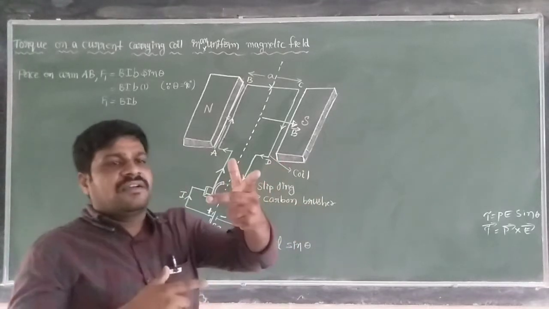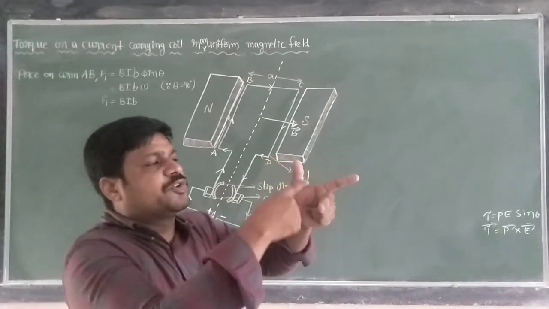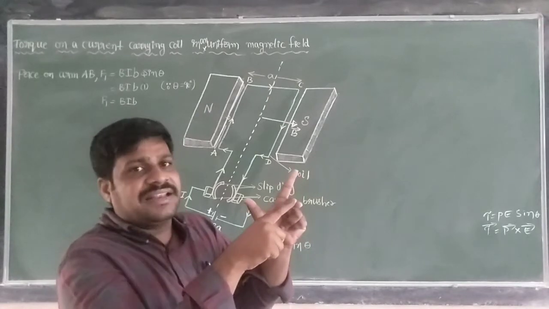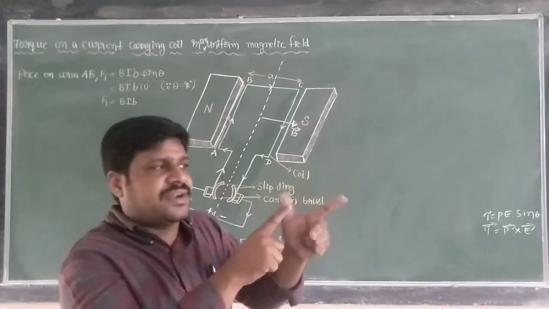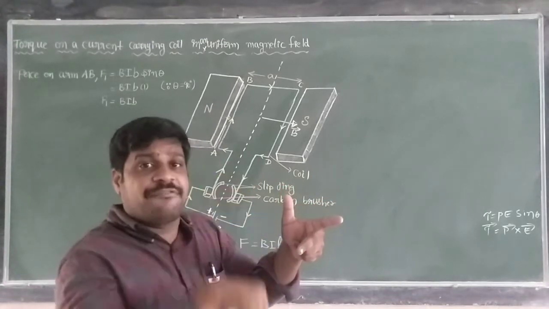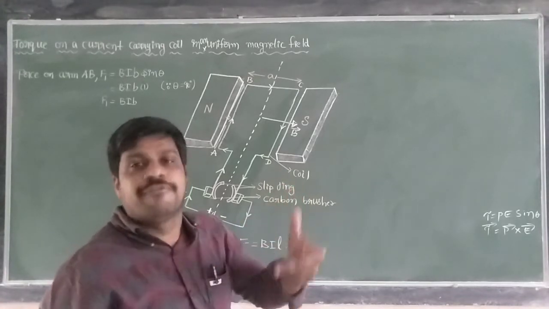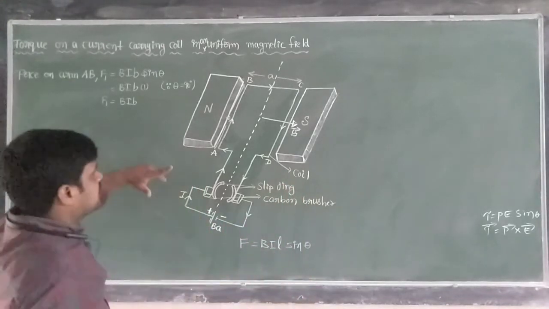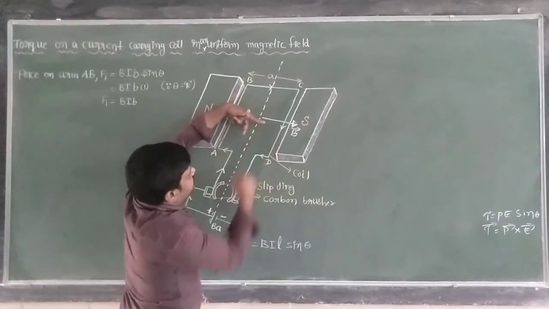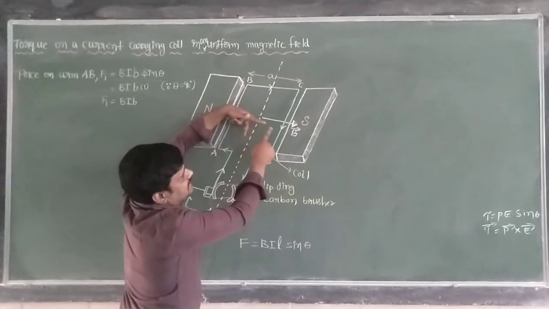In the left hand, if the first three fingers are arranged mutually perpendicular to each other like this, the middle finger gives the direction of current, the forefinger gives the direction of magnetic field, and the thumb gives the direction of force. Now I am arranging here. This is nothing but the direction of the magnetic field. This one is nothing but the direction of the current.